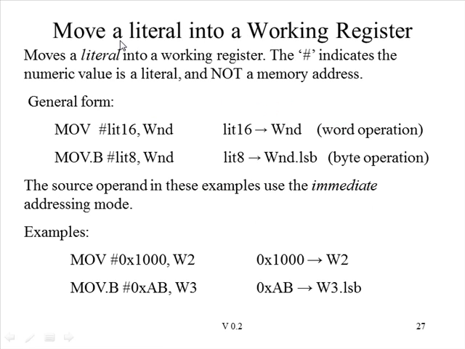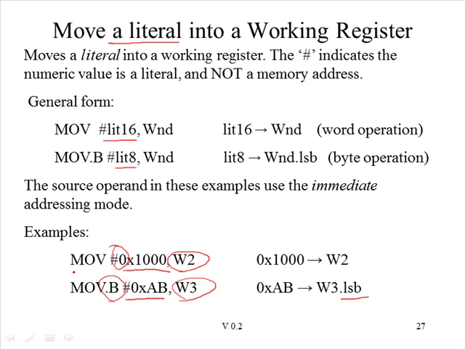Let's talk about the concept of a literal. A move instruction involving a literal allows us to initialize a working register with either a 16-bit constant or an 8-bit constant. We indicate that an operand is a literal by using a pound sign in front of it. So this instruction says move the constant value 1000 into W2. This instruction right here says move the constant value 8B into W3. Since this is a byte operation, only the least significant byte of W3 would be affected.